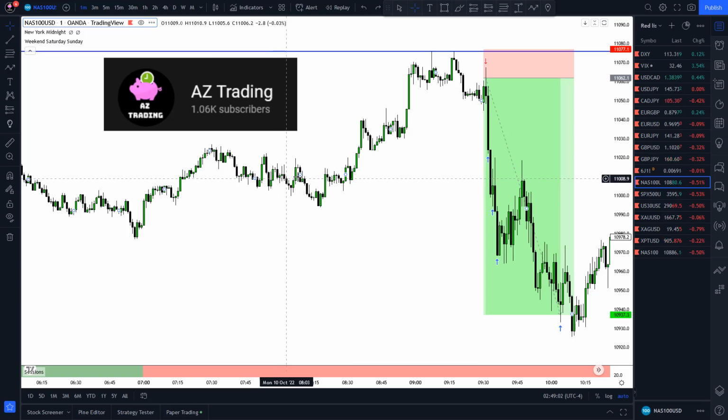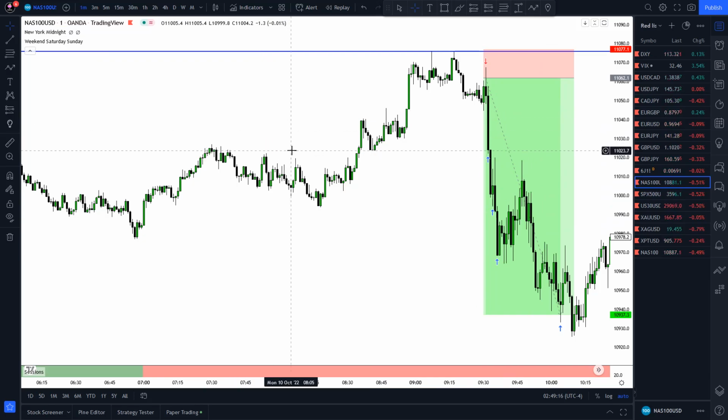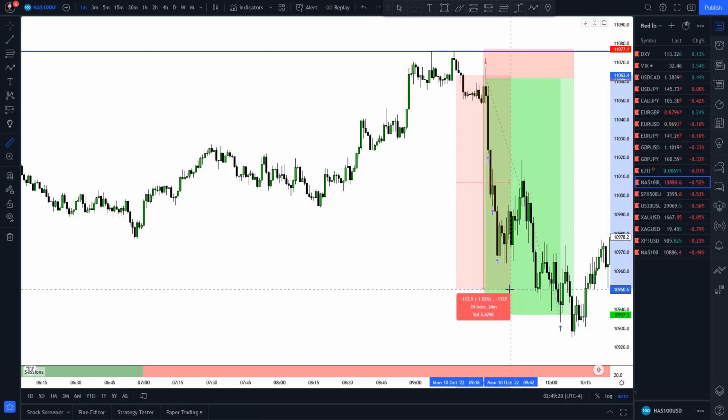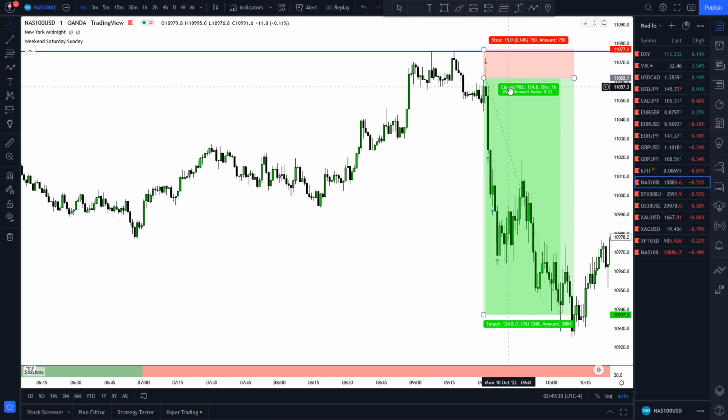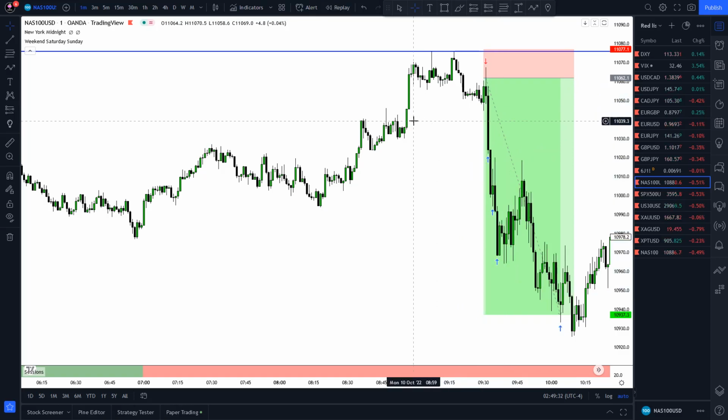Alright, this wouldn't be a true AZ Trading video without some technical analysis, so let's get right into it. Yesterday, the 10th of October, on the NASDAQ, we managed to capture this 100-point bearish move. So stick around and I'll give my entire thoughts and analysis that led to capturing this trade and the strategy that we use so you can capture trades like this one in the future.